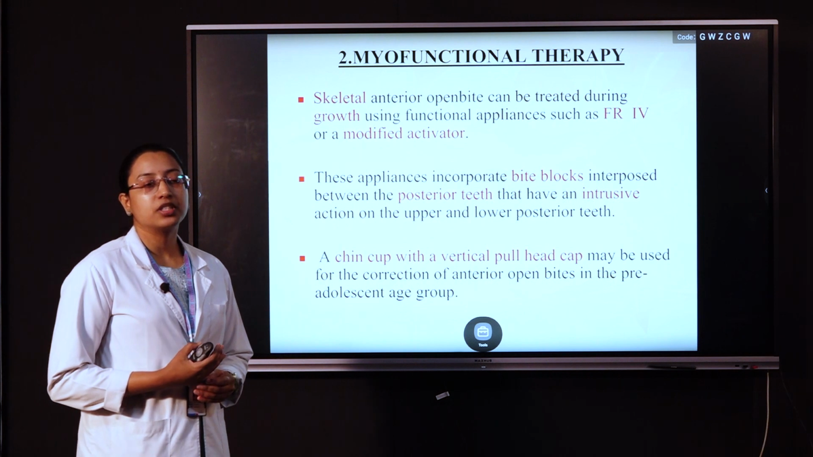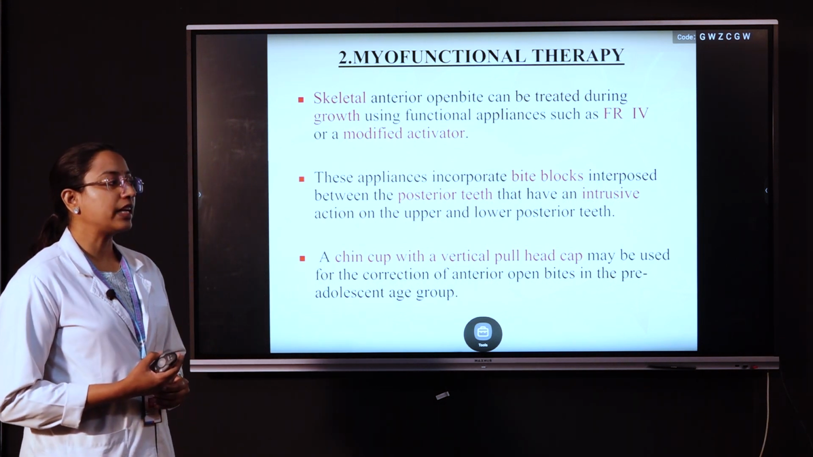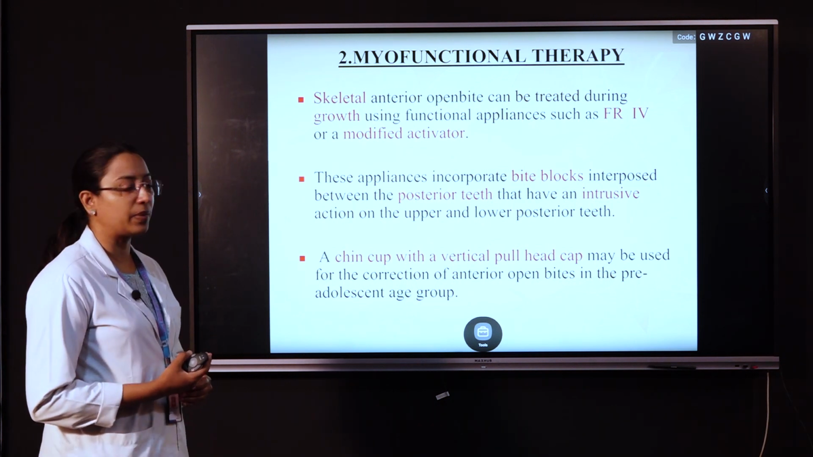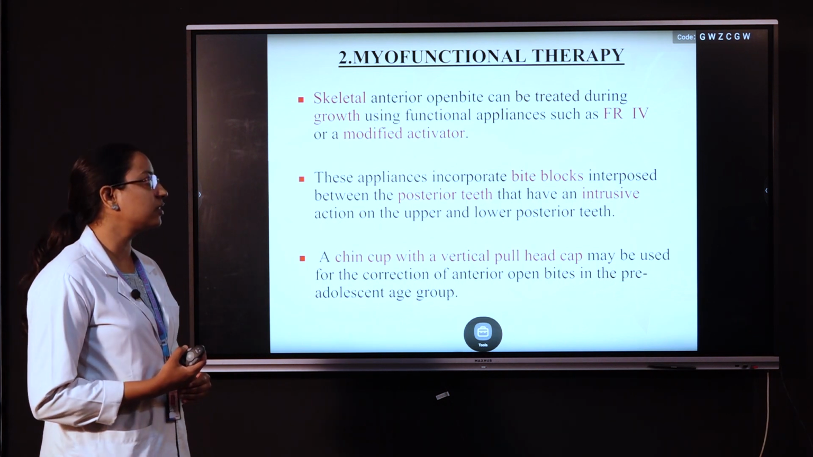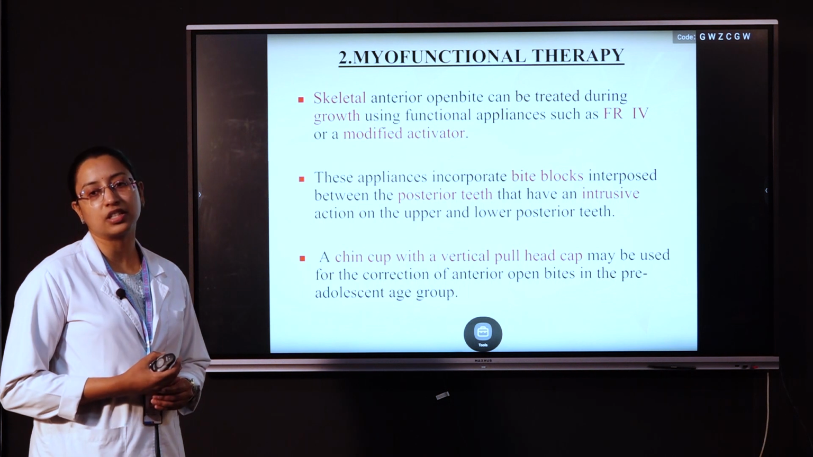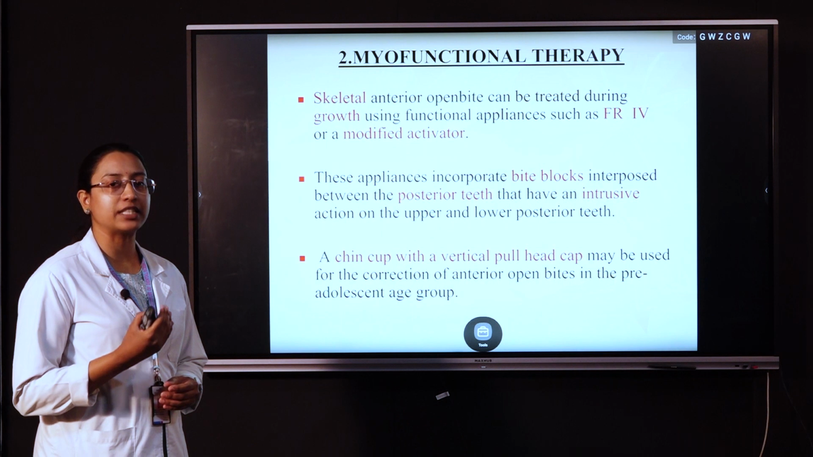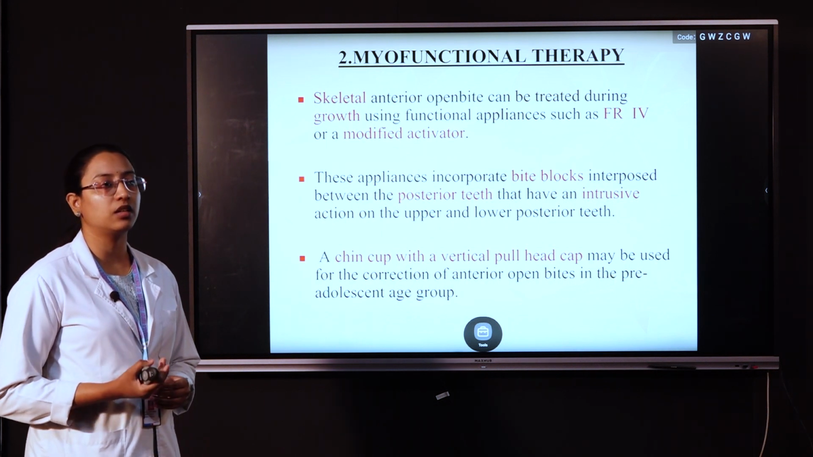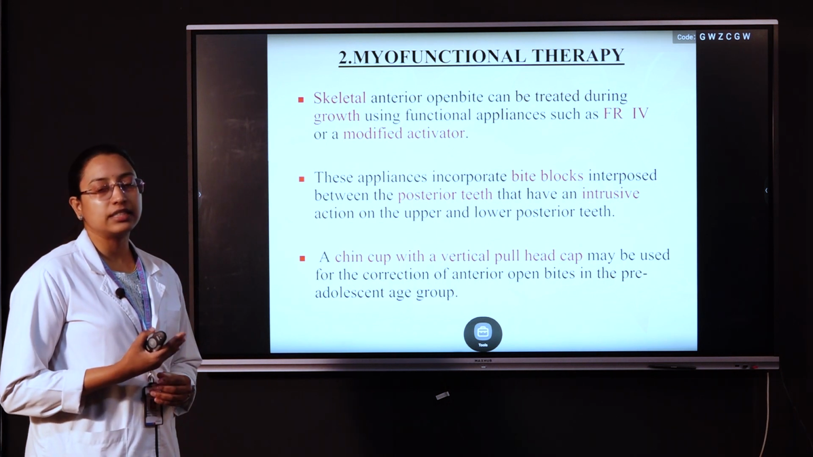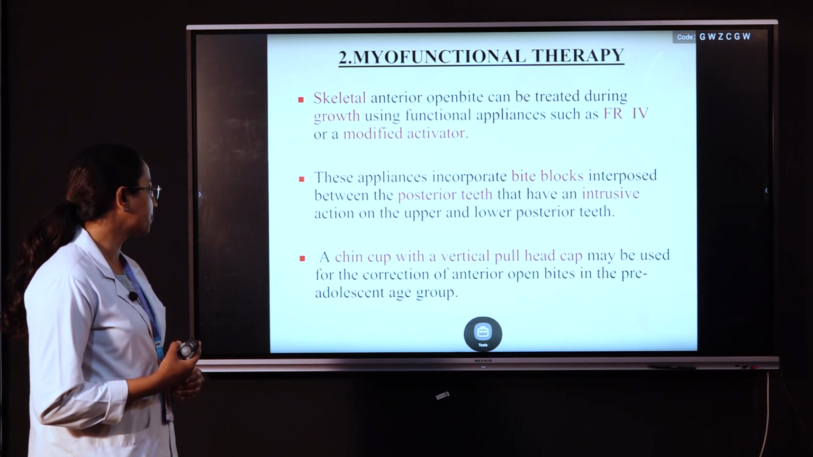So in the growing patient, if the open bite is very severe, such as in case of a skeletal malocclusion, because the child is growing, we can also give myofunctional type of appliances. Examples are Frankel 4 or a modified activator. These myofunctional appliances basically have certain occlusal bite blocks present in between the posterior teeth. So these posterior bite blocks help in intruding the posterior teeth. Once the posterior teeth are intruded, the wedging effect is removed and the open bite gets corrected.